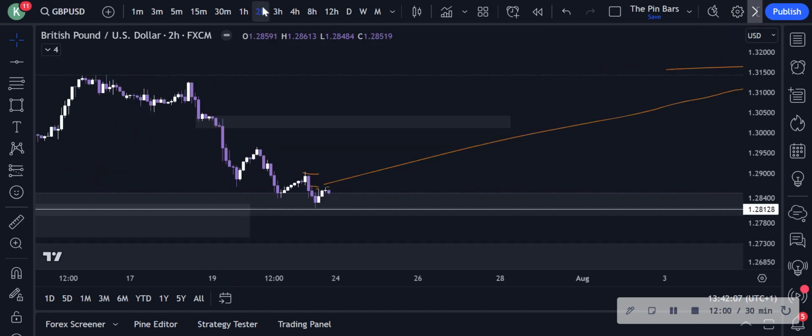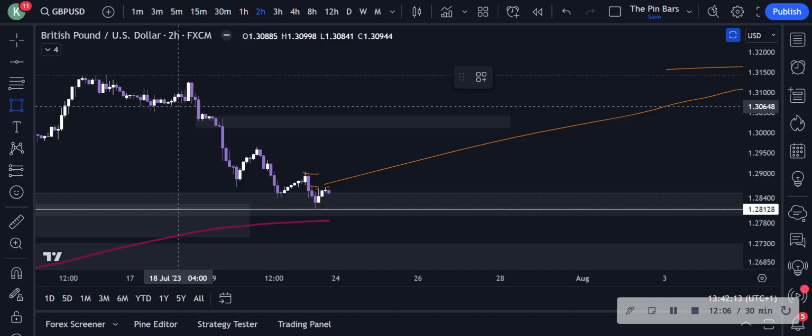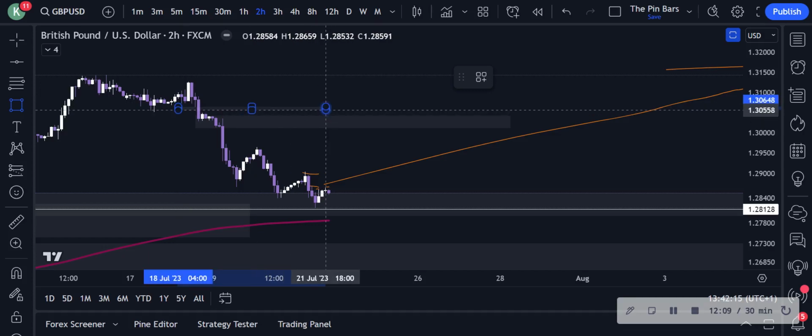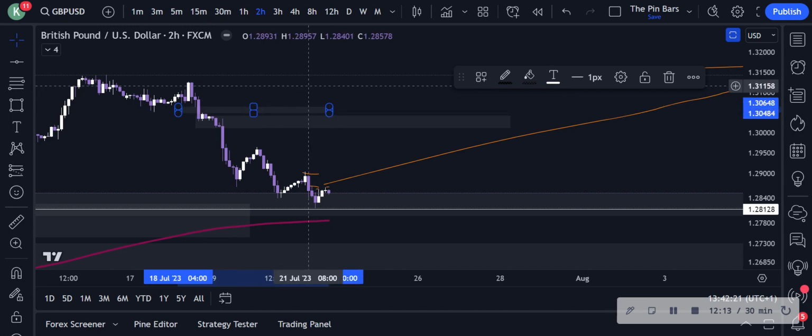Let's just drop down to 2 hours. Okay, that's it. I like unmitigated zones. We have one right here, just by the zone that we drew earlier. There we go. Can you guys see this? So this is on a 2 hour.